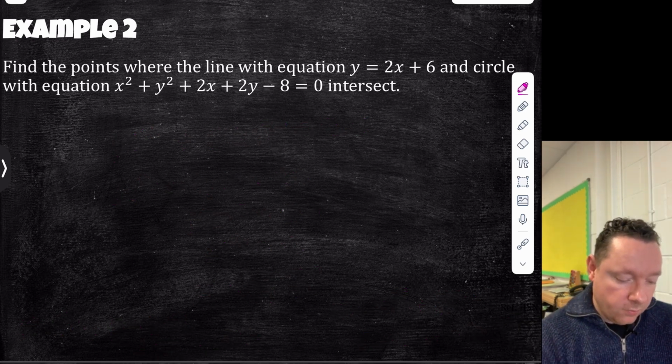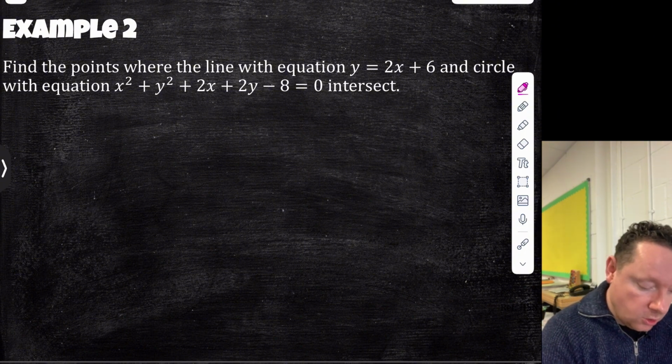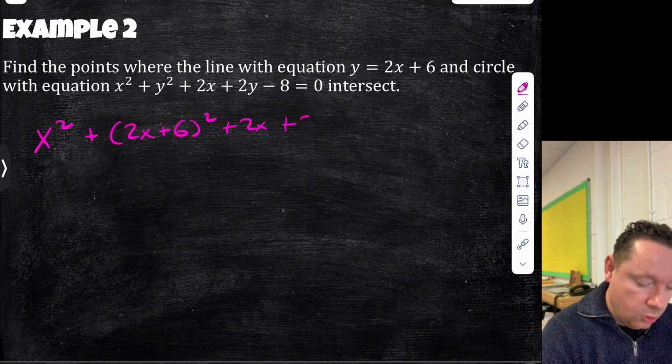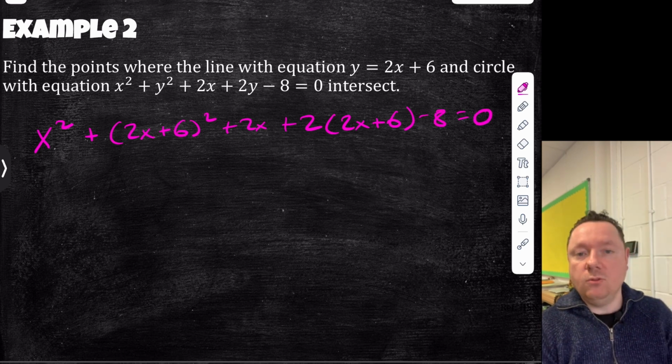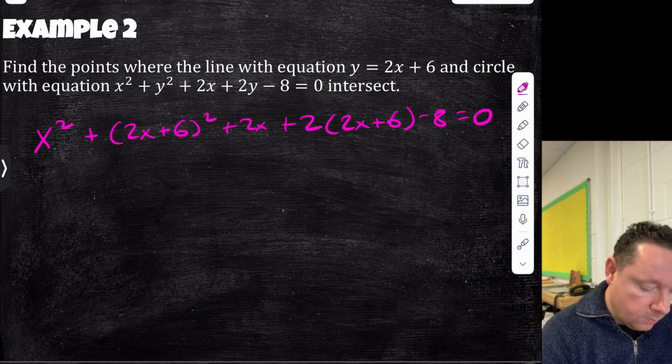Okay, example 2 for intersection of lines and circles. Find the points where the line with equation y equals 2x plus 6 and the circle with this equation intersect. So we've got a trickier one to substitute in, but it's okay. We know what y is, so we'll sub it directly in. x squared plus (2x plus 6) squared plus 2x plus 2 times (2x plus 6) minus 8 equals 0. So subbing it in means we're solving simultaneous equations. So we just have to be very careful expanding our brackets.